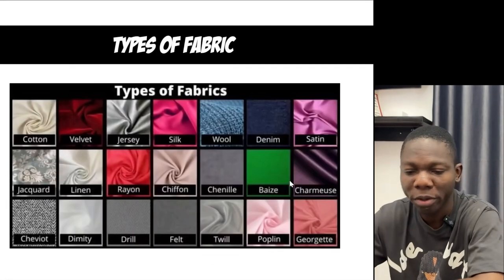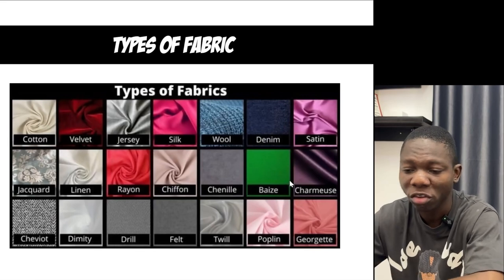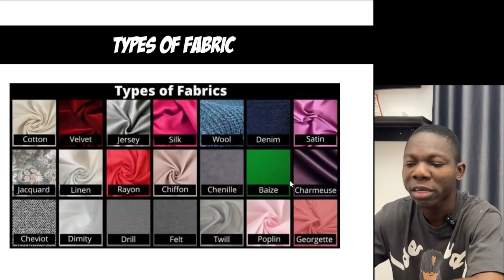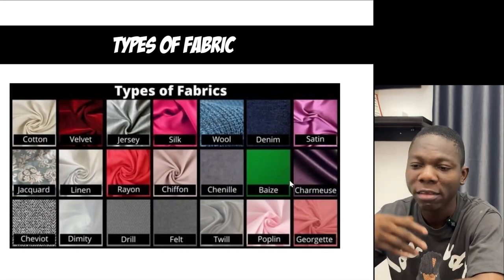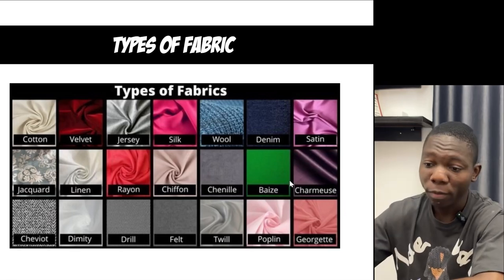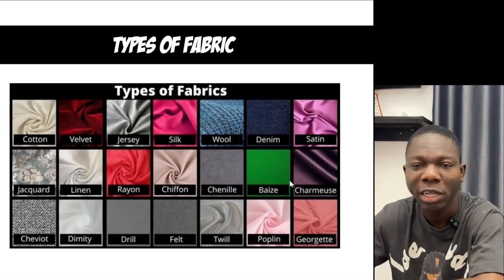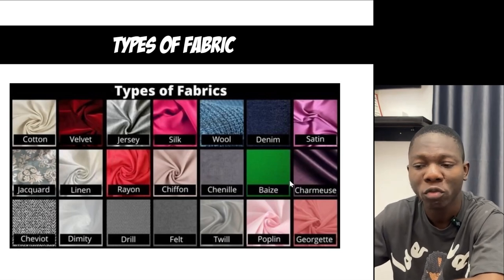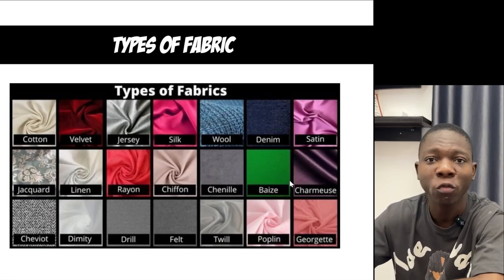So, different types of fabric. We have varieties of fabric from cotton, velvet, jerseys, silk, wool, denim, satin, jacquard, linen, rayon, chiffon, chenille, baize. It's a lot. There's a lot of fabrics that people use based on specification. So my advice is, whenever you want to make a particular garment, do your research on alternative types of fabrics that can be used, their composition, and the advantages and disadvantages they have over each other.